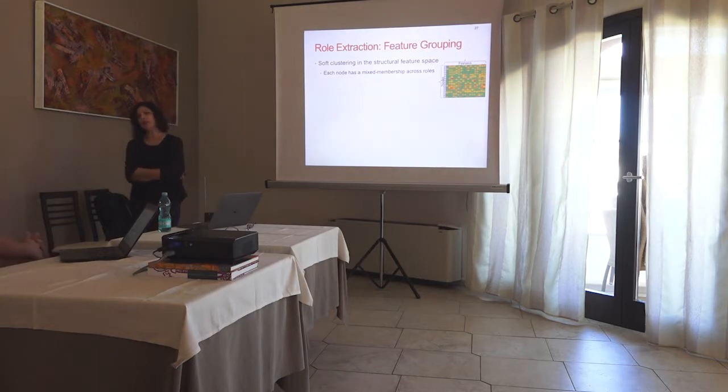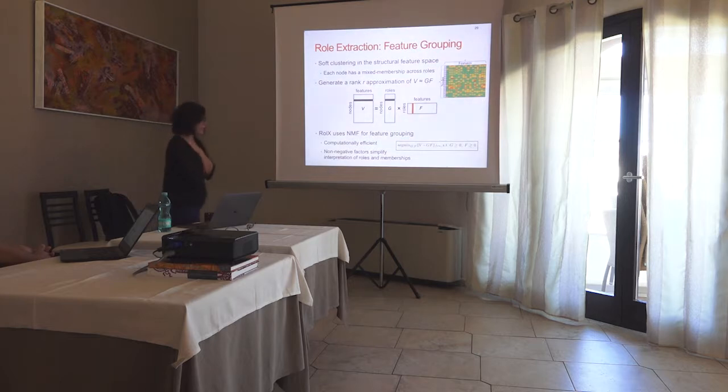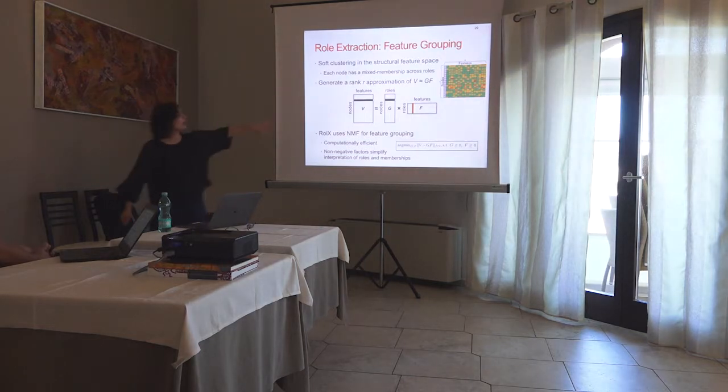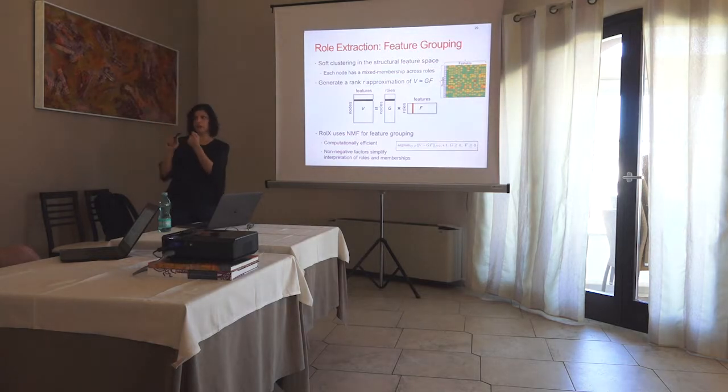So how do we do this? One of the things was that we really want to do soft clustering, right? As I told you, we need a mixture of things. So what we decided to do was to use non-negative matrix factorization. We didn't invent non-negative matrix factorization, and it's been around for a very long time. I have this node by feature matrix, which I'm going to call V, and I'm trying to factorize it into two other matrices, G and F, where G is my node by role matrix, and F is my role by features matrix. The role by features matrix is where my roles are actually defined. And the node by role matrix tells which roles Tina belongs to, right? So perhaps this row is Tina, and which roles does Tina belong to?